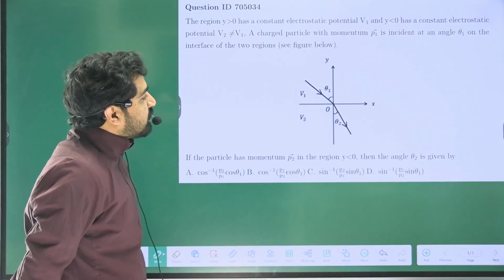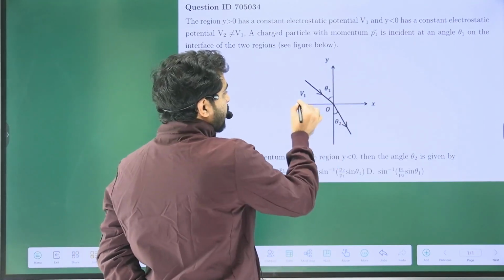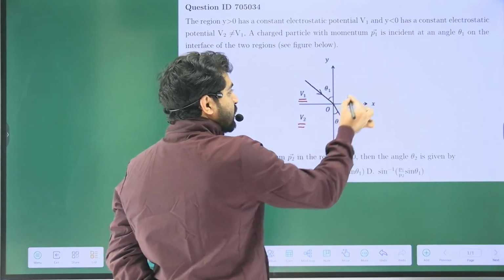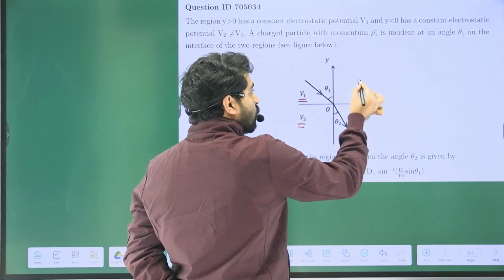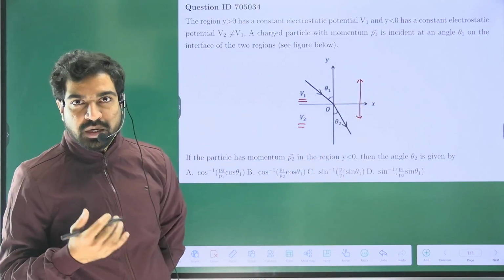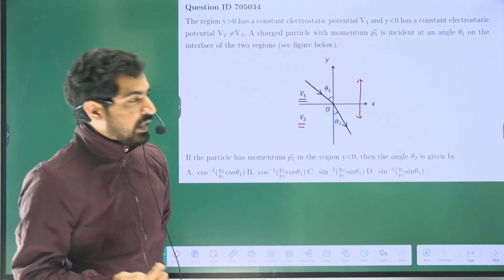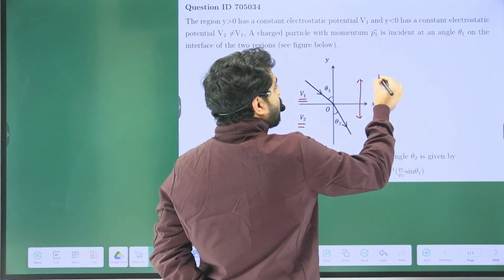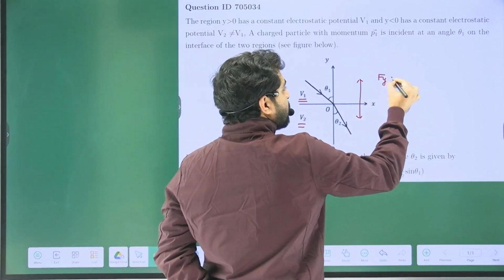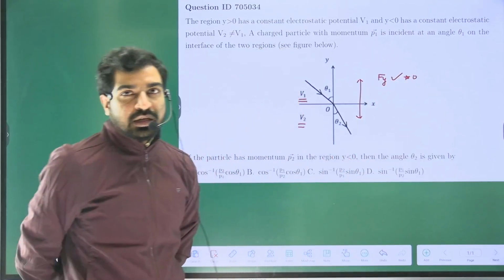Now you can see the potential difference is along the y direction, V1 here and V2 here. So there is a potential difference along the y direction, and hence there will be an electric field along the y direction, and hence the resultant force will be along the y direction. Net external force will be along y, so Fy will not simply be equal to 0.